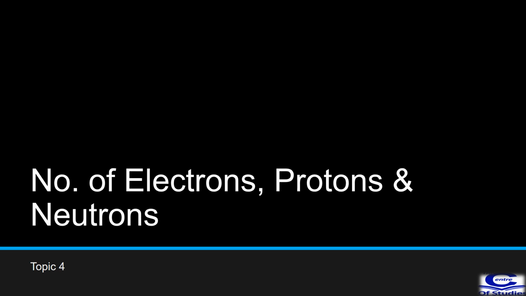Now the fourth topic is the number of electrons, protons and neutrons. So in order to find out the number of electrons, protons and neutrons in an atom, you must understand what is atomic number and mass number. Atomic number is the number of electrons or protons present in an atom, and it is represented by the letter Z. Whereas the mass number is the sum of protons and neutrons present in the nucleus of an atom, and it is represented by the letter A.